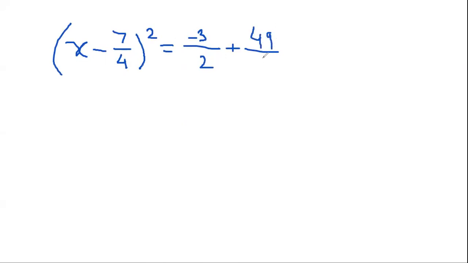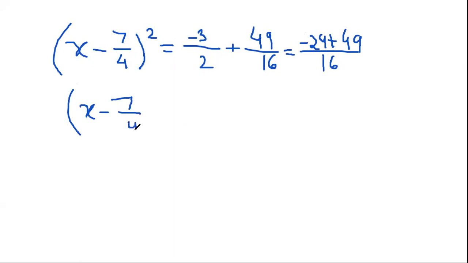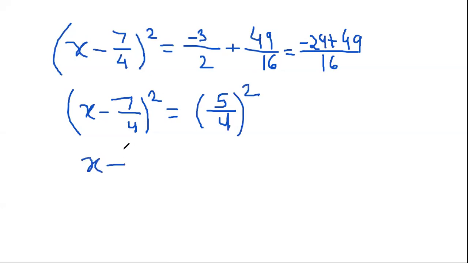Solve this with 49 upon 16. Then the LCM is 16. So multiply: 8 threes are 24, minus 24 plus 49. Then it comes 25 upon 16. So x minus 7 upon 4 whole square equals 25 upon 16. We can write 25 upon 16 as 5 by 4 whole square. Okay, when you cancel this square sign, then the plus and minus sign comes here. So x minus 7 upon 4 equals plus minus 5 by 4.